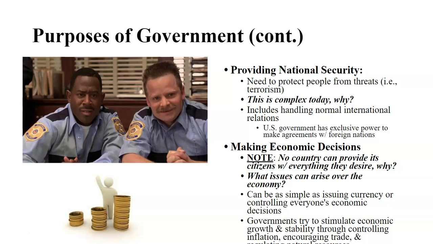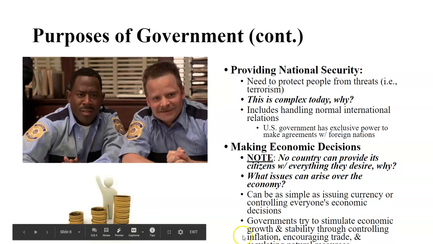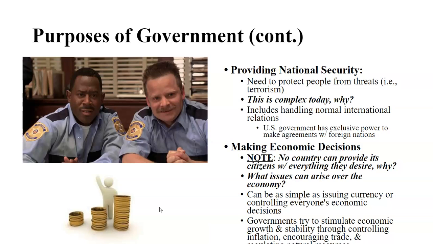So what issues can arise over the economy? Well, we're seeing some of those now. Unemployment benefits, lack of jobs or surplus of jobs. Okay, issues here can be positive or negative. And the economic decisions that countries make or governments make can be as simple as just issuing currency to controlling pretty much every economic decision, depending on the type of government, type of economic system they have. And I apologize for the cutoff here at the bottom, but it says governments try to stimulate economic growth and stability through controlling inflation, encouraging trade, and it says what's cut off is regulating natural resources.